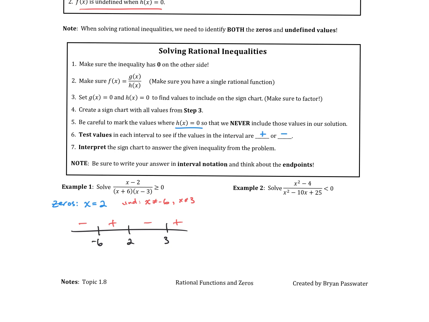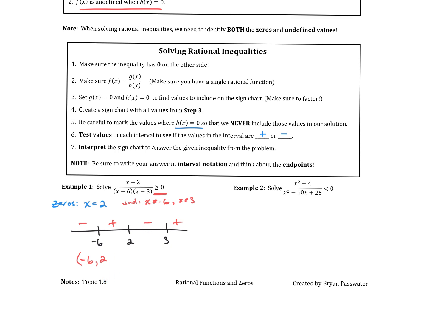Now let's answer our question. It's going to be greater than or equal to 0, so what am I looking for? My positive parts. So it's going to go from -6 to 2. But let's talk about when I can include each. Can I include -6? No, I cannot include -6, so I give it a parenthesis. Why? Because it's undefined there. I'd be dividing by 0 if I included -6. Now, can I include 2?